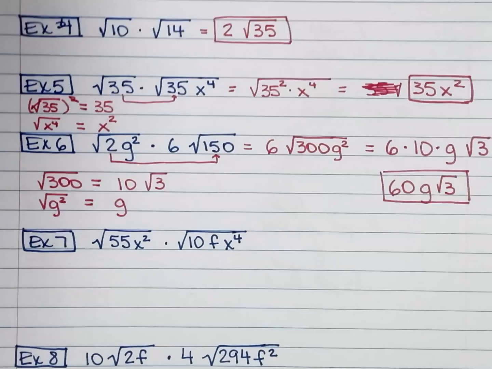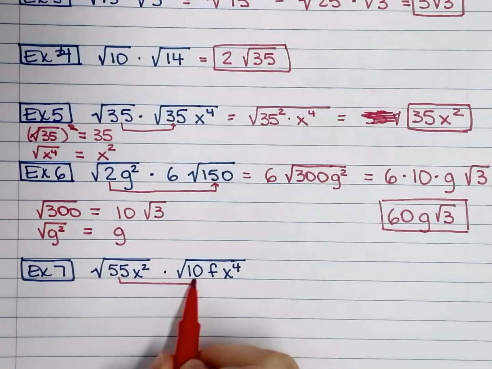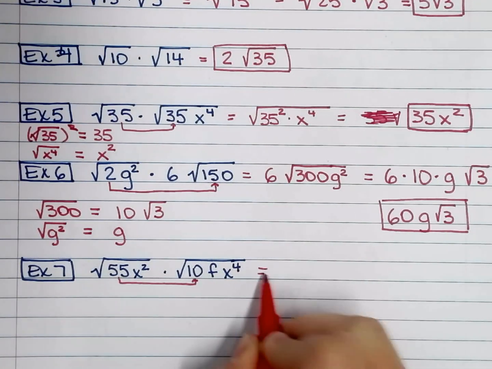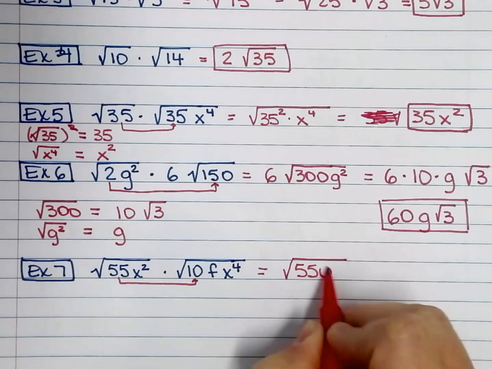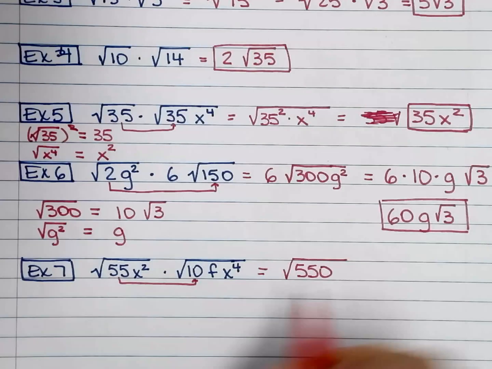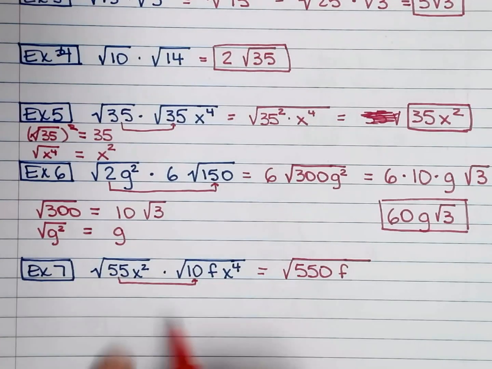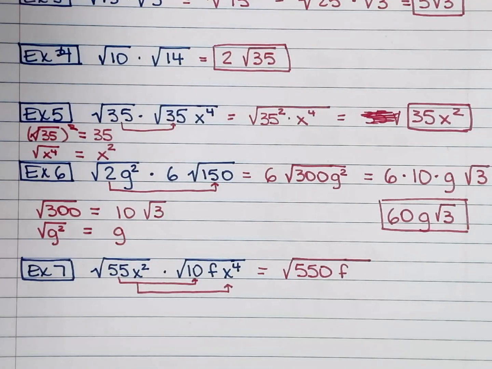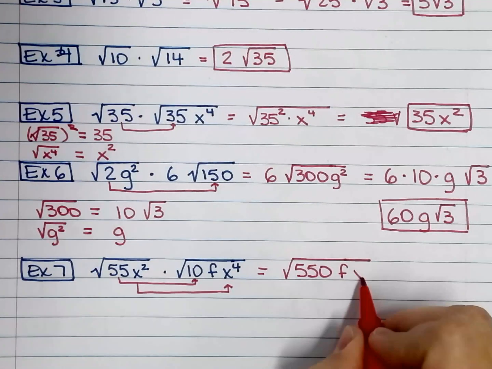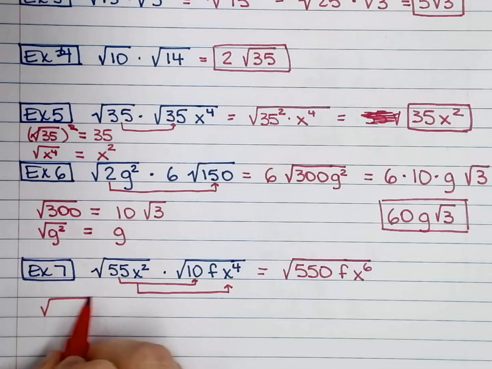Couple more. Multiply those. So I have square root of 550. I don't have another f, so leave that f right there, and everything's under the root. And then I'm multiplying x squared times x to the 4th power. When you multiply, you're going to add the exponents. So x to the power of 6.